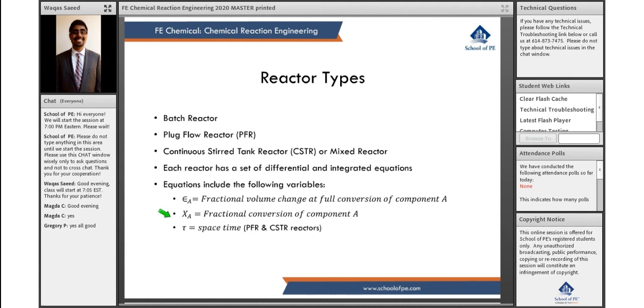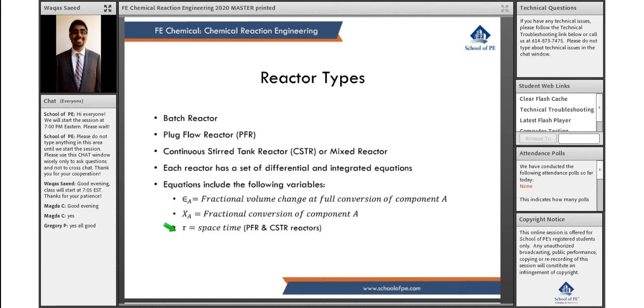Capital X sub A is your fractional conversion, and the formula for it is in the reference handbook. It's basically if I tell you that component A has a fractional conversion of 95%, then that means 95% of component A converted into a product. So that formula is on page 237, towards the center of the page, X sub A.